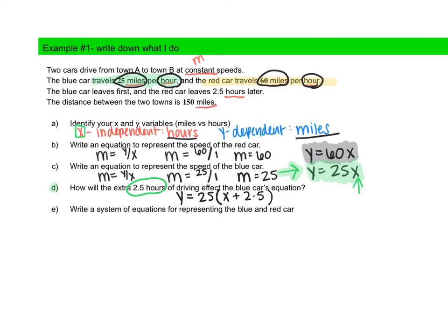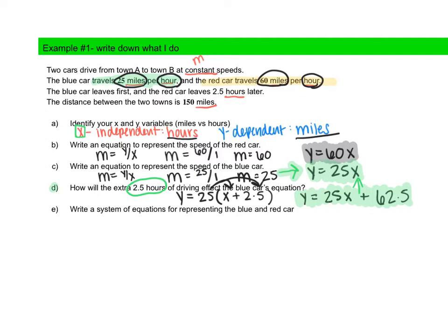Well, I just showed that there's an extra 2.5 hours, so I just added 2.5 to my hours. And if you want to, which I want you to do, you can distribute this. So 25 times x is 25x, and we have our plus sign, and then 25 times 2.5, if we do that in our calculator, we get 62.5. So this is how the equation is now going to look when we represent that extra 2.5 hours of driving.